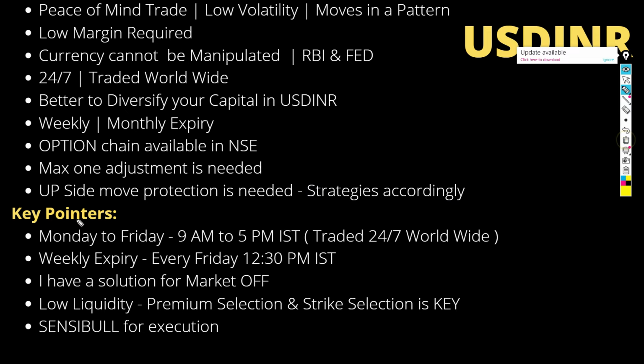Now, some of the key pointers, you should not forget these. Monday to Friday, friends, the market will be open from 9 a.m. to 5 p.m., not 3 p.m. The instrument is traded 24/7, but that doesn't mean that after our market ends, the terminal will give you an opportunity to do the adjustment. All adjustments should be done by 5 p.m. The instrument will still be traded 24/7, but you do not have the control for doing any adjustments. That's the advantage or disadvantage. That's what I've mentioned as a key pointer.